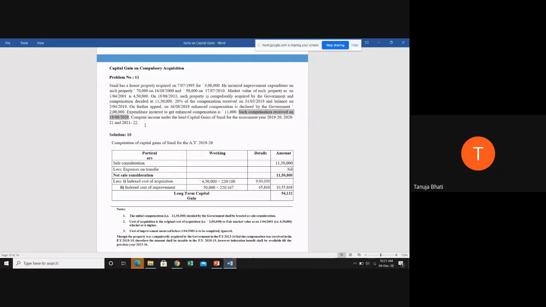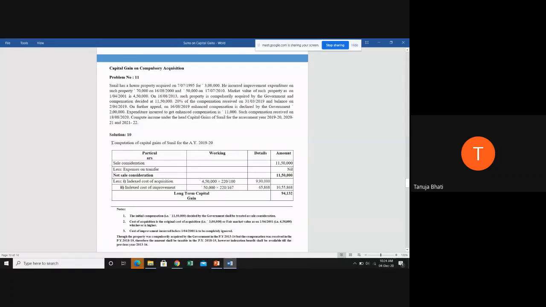There's a difference between assessment year and financial year, right? So when I'm asking the assessment year, you have to tell one year ahead of the previous year or financial year. So the financial year you have told correctly, 2020-2021, but the assessment year is 2021-2022. Compute income from the head capital gains of Mr. Sunil for the assessment years 1920, 2021 and 2021-2022.